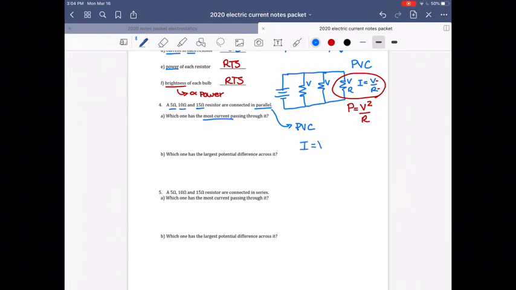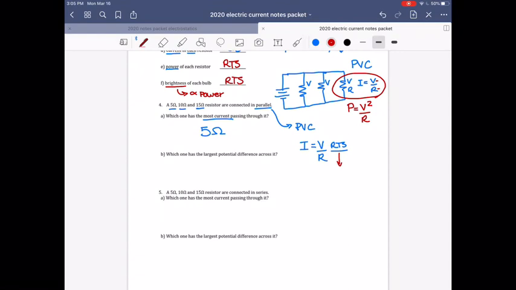So if I were to do an individual calculation for current, that would be V over R. Voltage remains the same. As resistance goes up, the current would actually go down. All right, so the one with the least current has the greatest resistance, and the one with the greatest current has the least resistance. So the one with the most current would be the 5 ohm resistor. Okay, to remember again, we could do it the other way. If we have resistance decreasing in the denominator, that would actually make I go up.